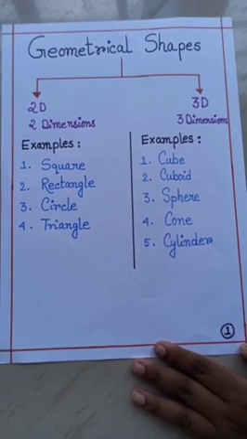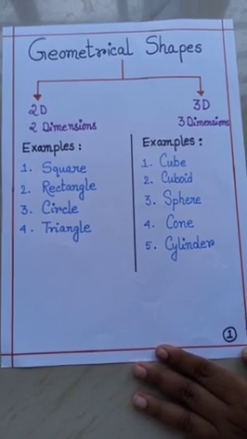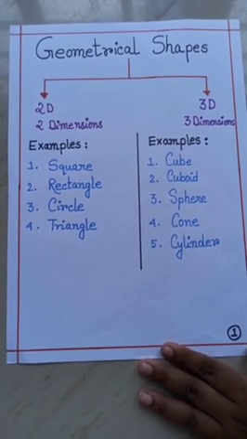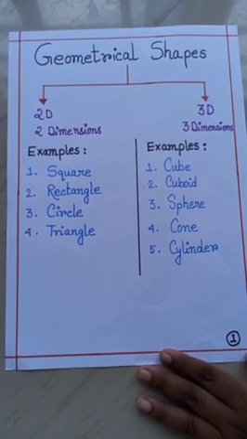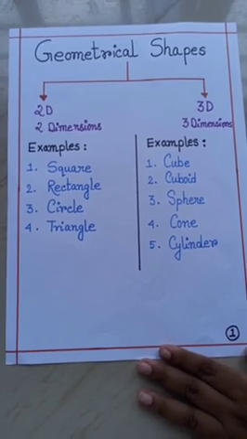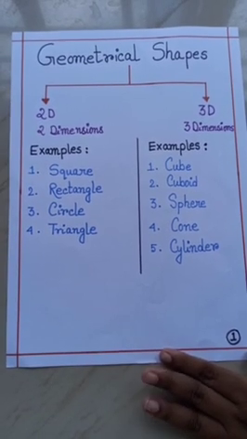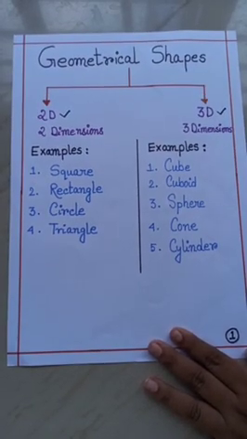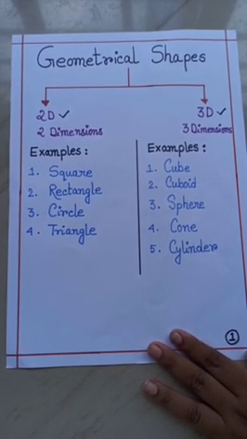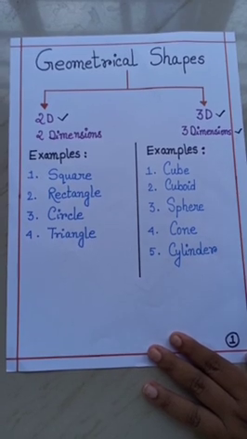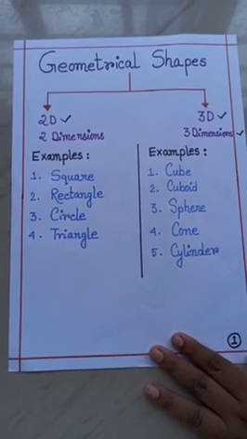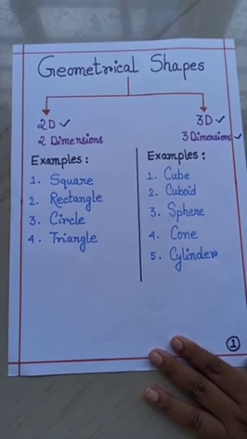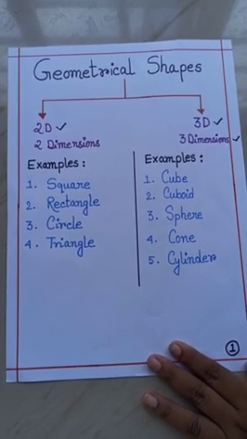Today we will learn about some geometrical shapes that we can see in our day-to-day life. So basically there are two types of geometrical shapes, 2D and 3D. 2D means two-dimensional and 3D means three-dimensional. Now, what 2D shapes can we see in our day-to-day life? We will know about that.